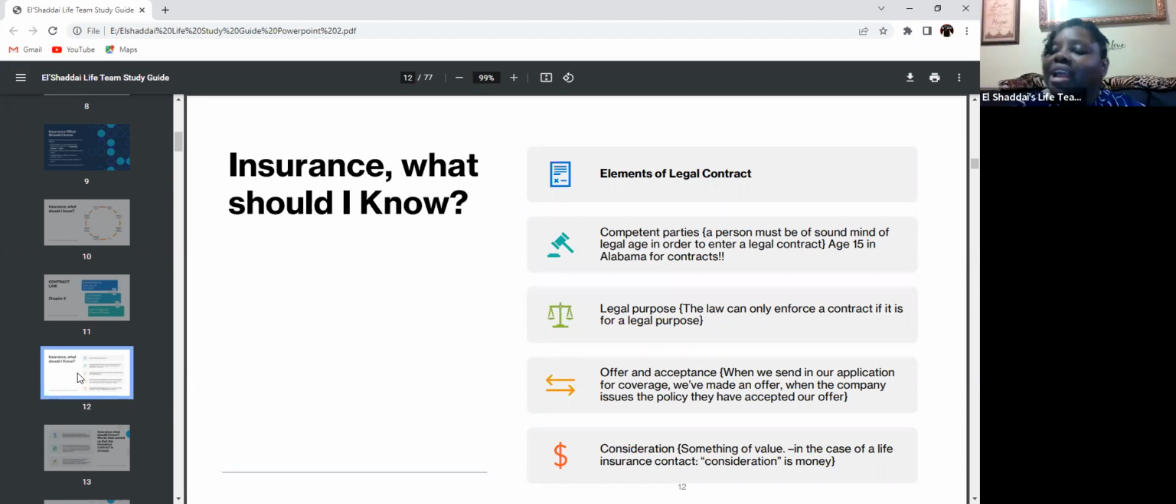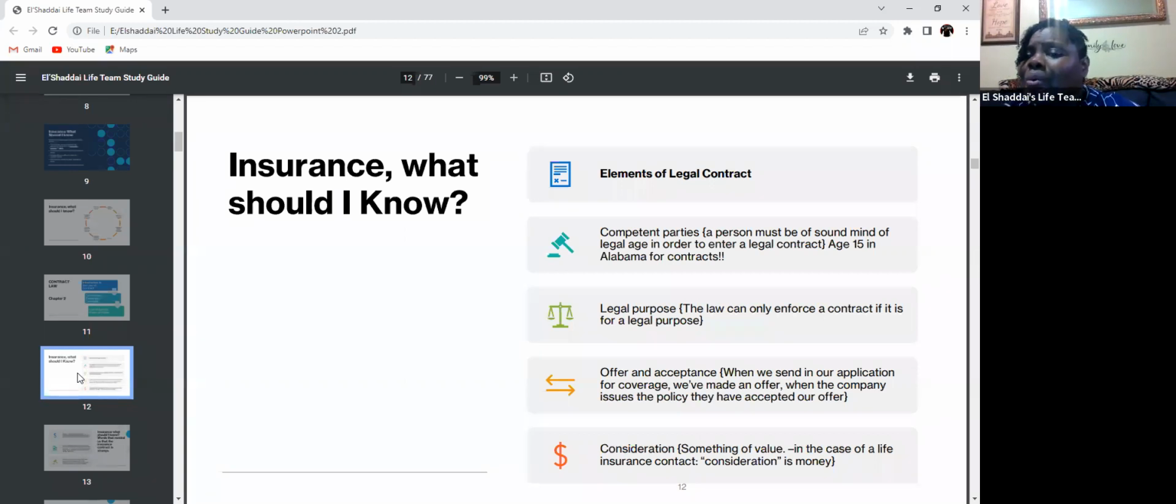Elements of a legal contract. Element number 1, you must be competent. That means you must have a sound mind, and you must be of a legal age to enter into a contract. That legal age in the state of Alabama is what? 15. Okay. What are some other elements of a legal contract?